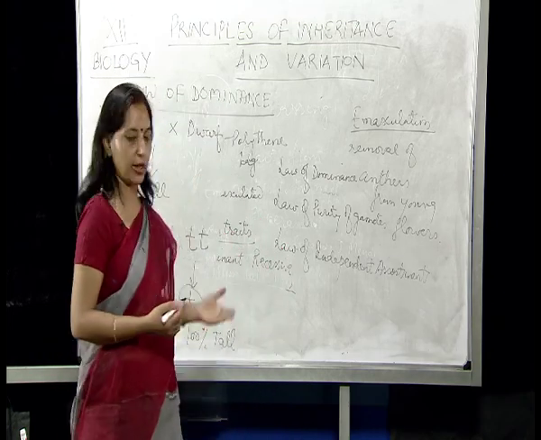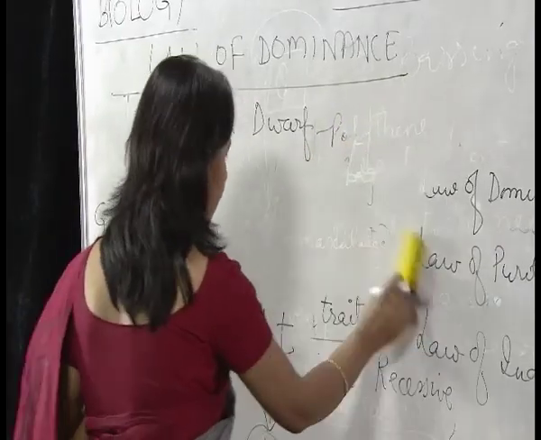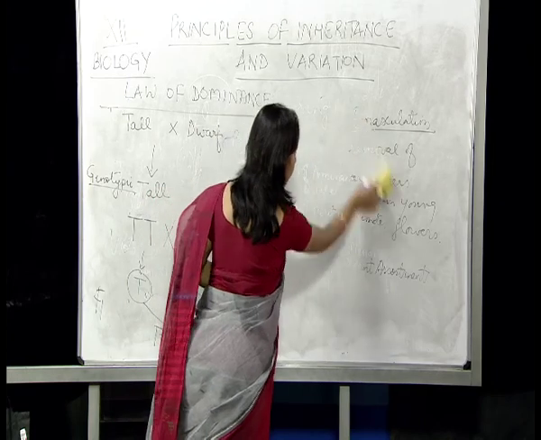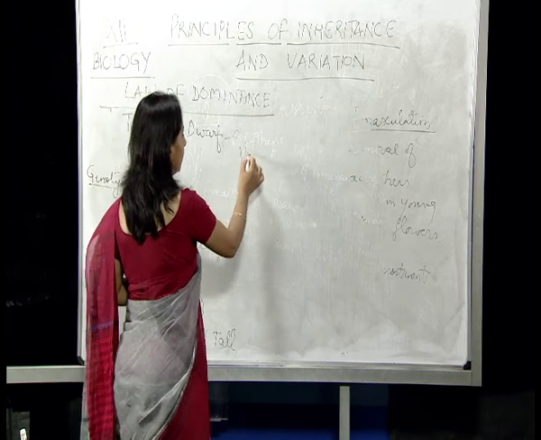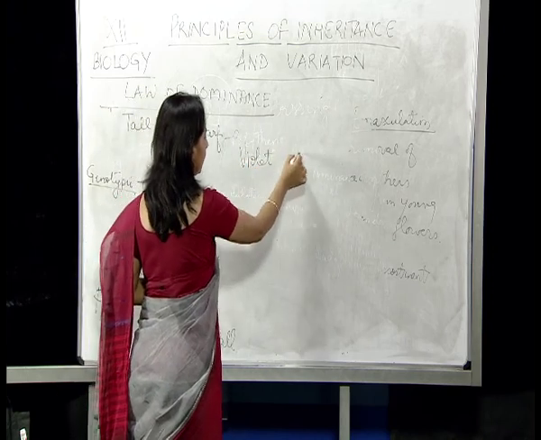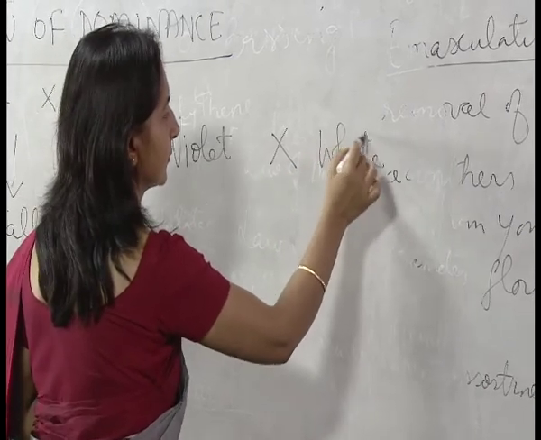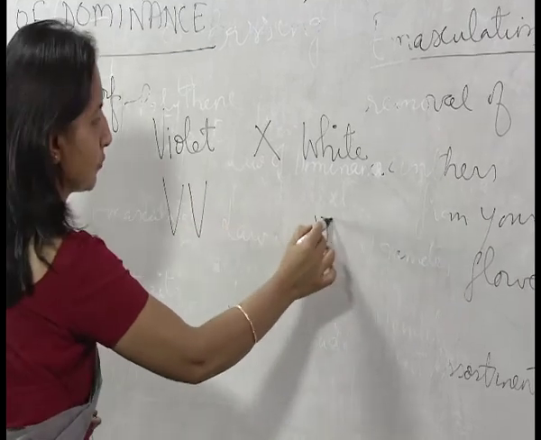Therefore, tallness is dominating over the recessive trait. We can have many more examples explaining the same law of dominance, where we will see that only one trait appears in the first generation. Both the traits do not appear in the first generation. We can take the example of a pea plant having violet flower, when crossed with a white flowered plant, capital V, small v.